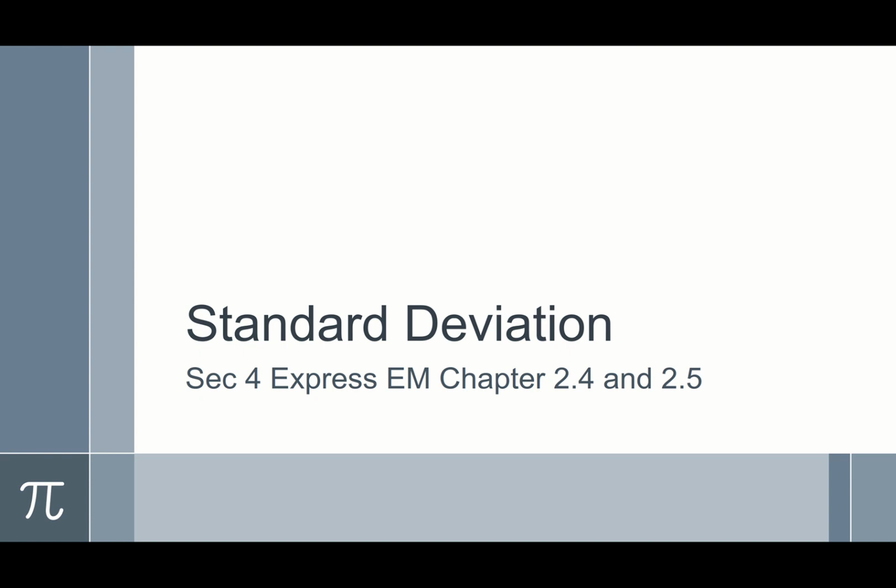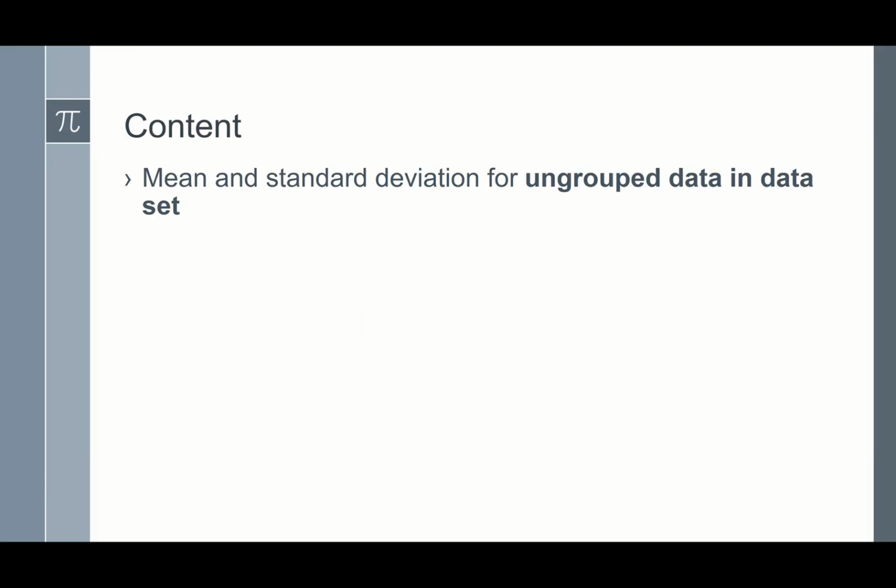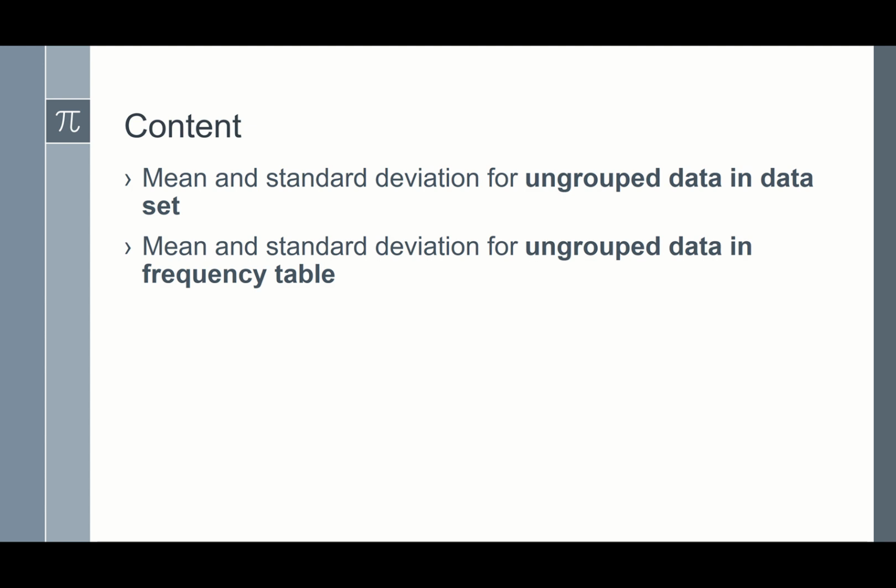Alright, so without further ado, what we will be doing today is recapping how to find mean and standard deviation for ungrouped data in a dataset. Then we will extend what we know to find mean and standard deviation for ungrouped data in a frequency table. And finally, we will extend everything to find mean and standard deviation for grouped data.